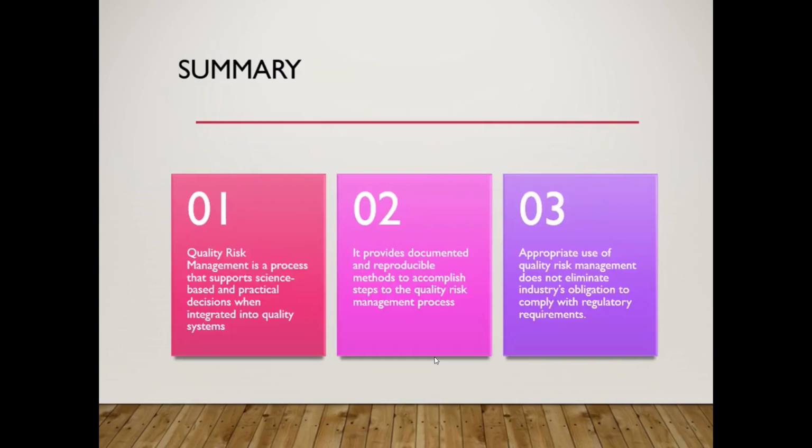This is just a summary of what we spoke about with respect to QRM. Quality risk management is a process that supports a science-based and practical decision-making strategy when it's implemented into your quality systems. It provides documented and reproducible methods to accomplish steps of the quality risk management process. Appropriate use of QRM does not eliminate the industry's obligation to comply with regulatory requirements. So you need to be cognizant of the regulations around QRM also.